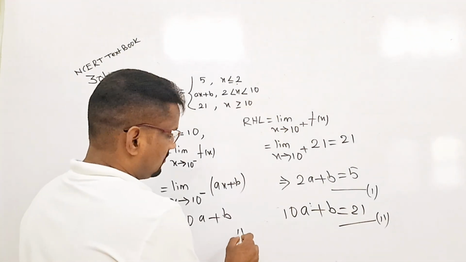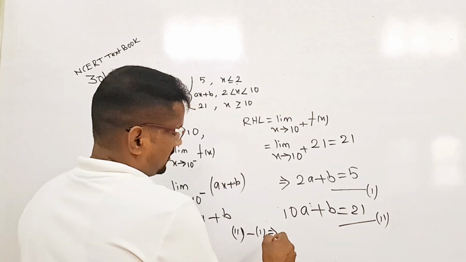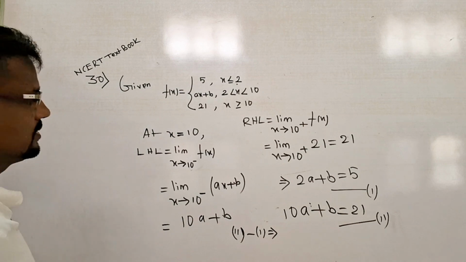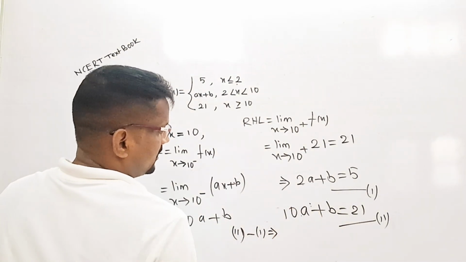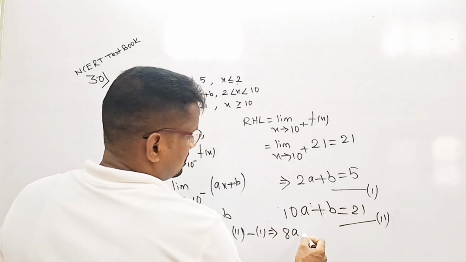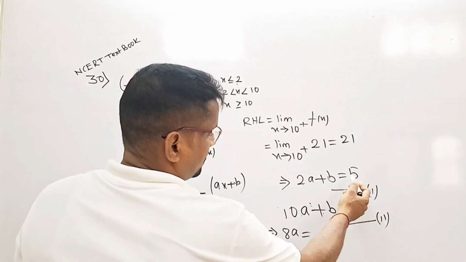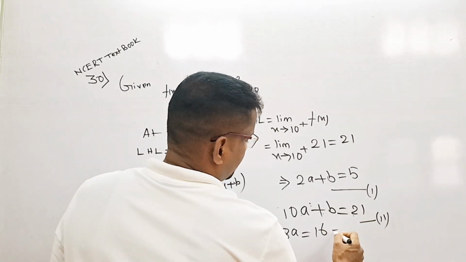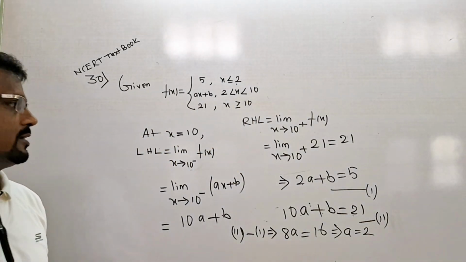And if you subtract 1 from 2, let us say 2 minus 1 implies, so if you subtract, what do you get? 2 minus 1, that's your 10a minus 2a, 8a. Then ab we cancelled out, equal to 21 minus 5. Sorry, 21 minus 5. Then here you will get 16. And from here you will get a equal to 2. So the value of a you obtained as 2.